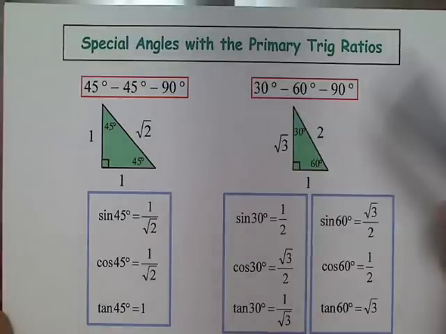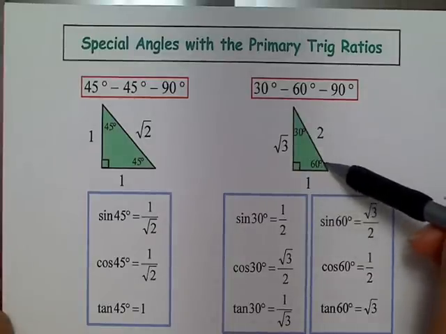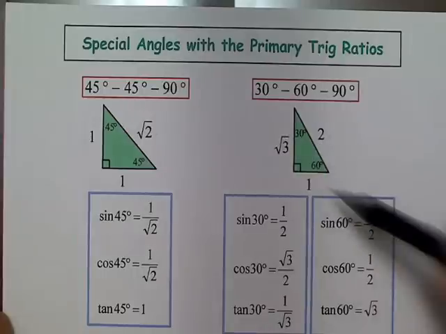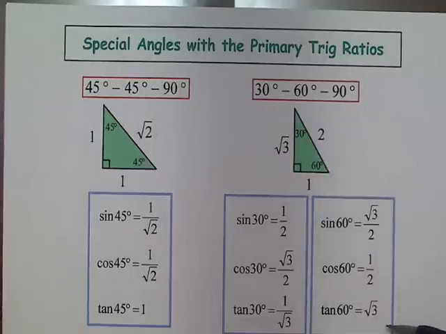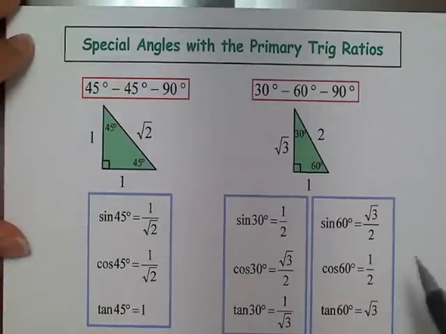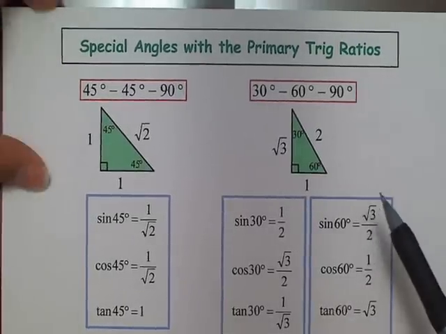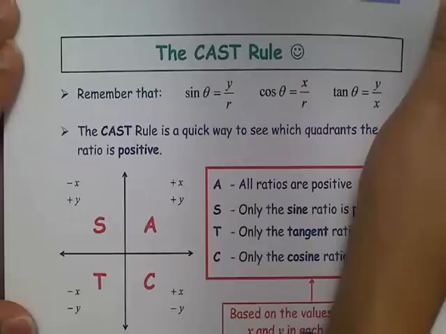Same idea for a 60-degree angle. Let's say I'm looking at the tangent of 60 degrees. I'd find the 60-degree angle and find the ratio of the opposite and adjacent side. So root 3 over 1 gives me root 3. Okay, so that's the good thing about having the special angles and the special triangles.